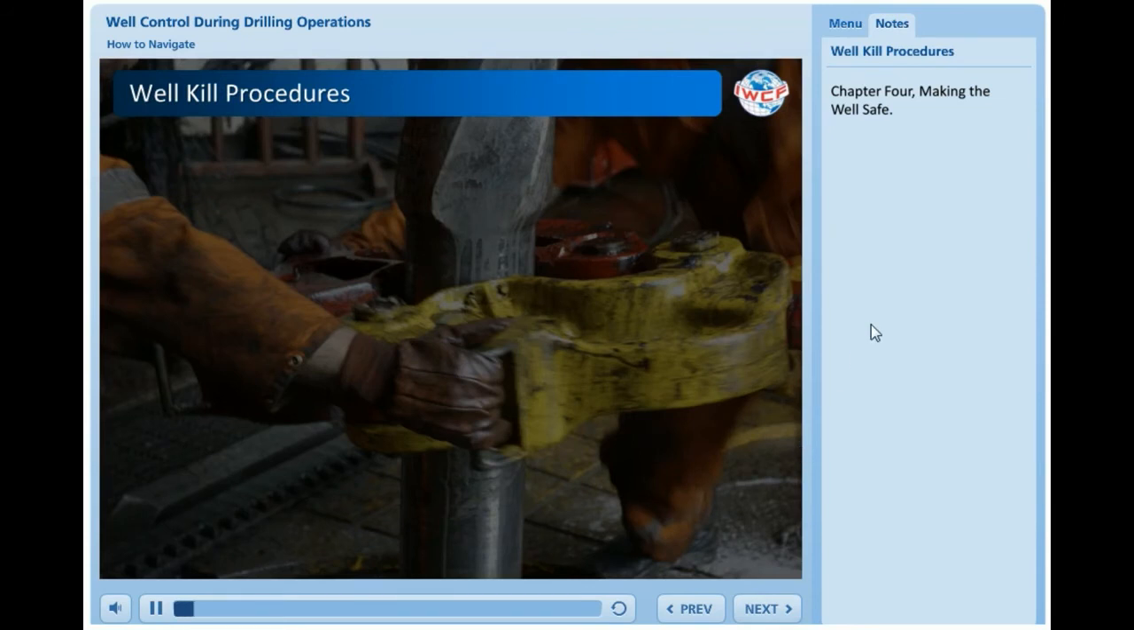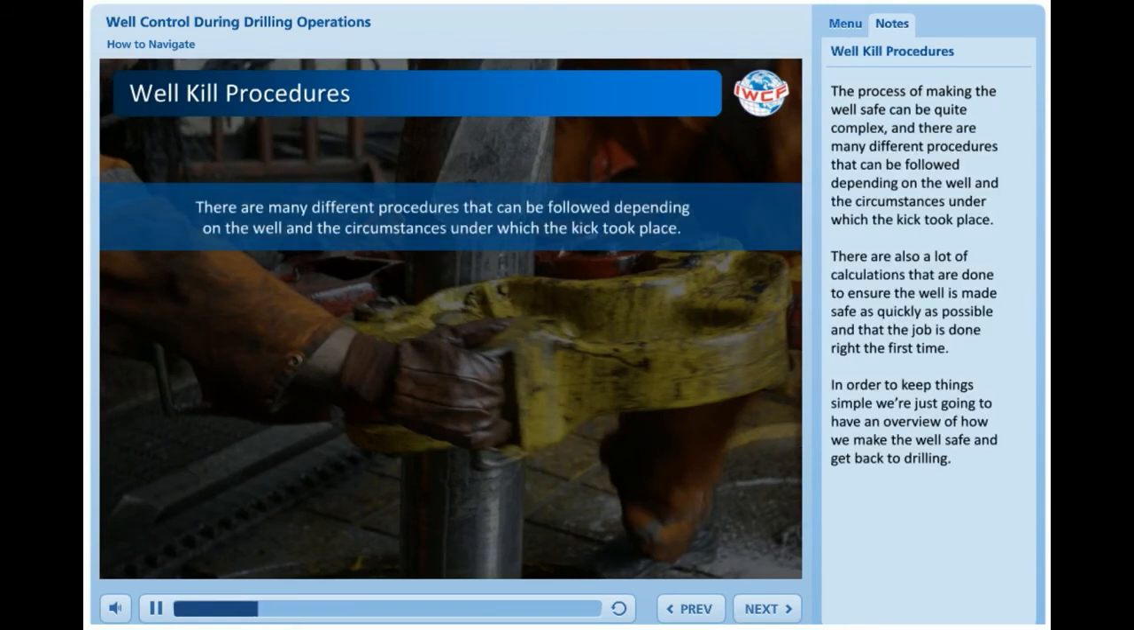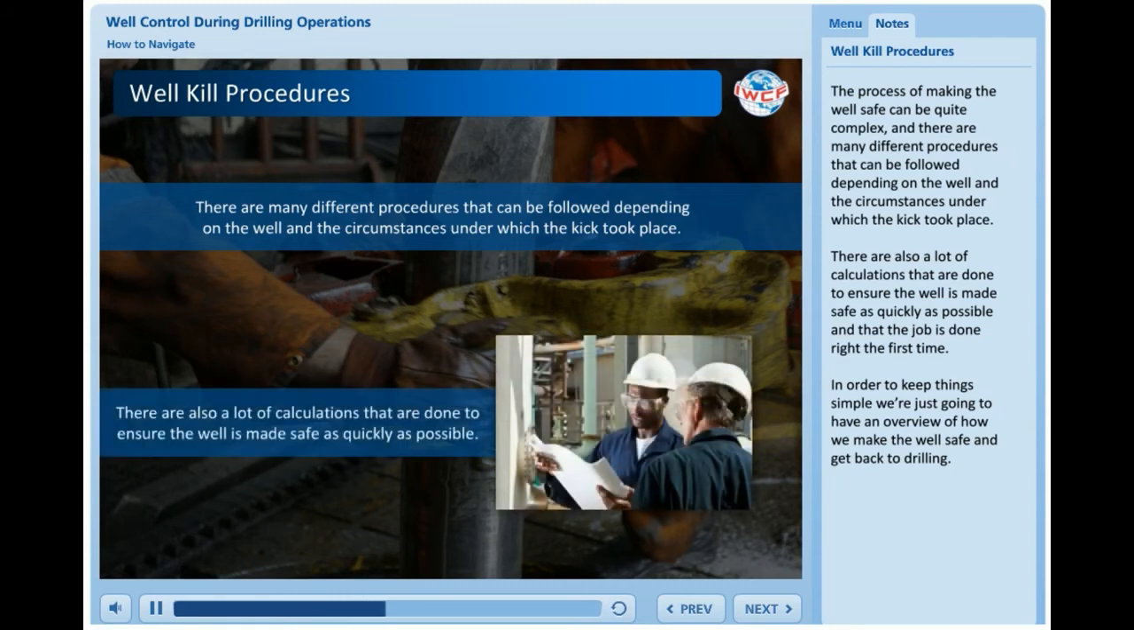The process of making the well safe can be quite complex, and there are many different procedures that can be followed depending on the well and the circumstances under which the kick took place. There are also a lot of calculations that are done to ensure the well is made safe as quickly as possible and that the job is done right the first time. In order to keep things simple, we're just going to have an overview of how we make the well safe and get back to drilling.